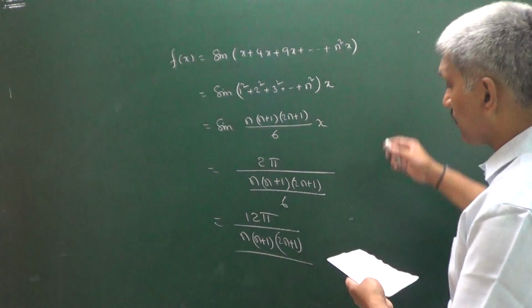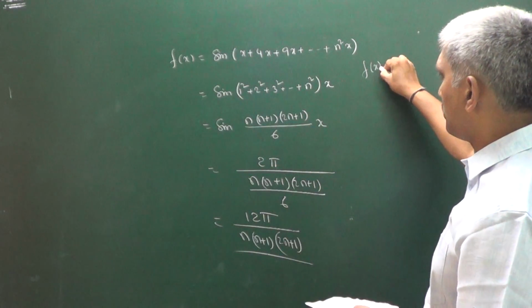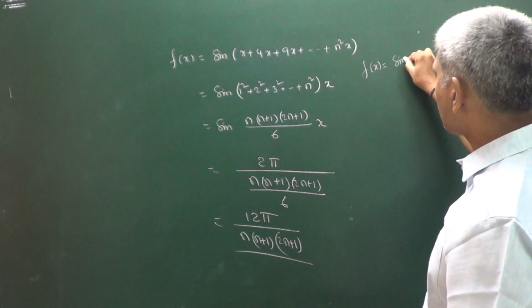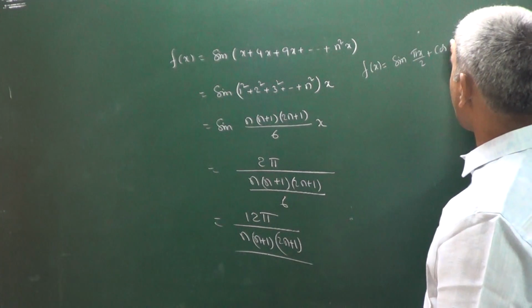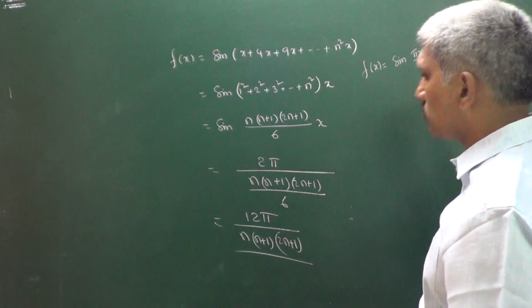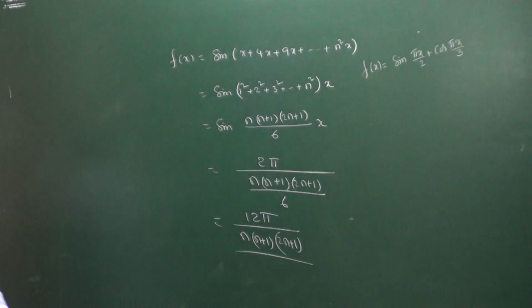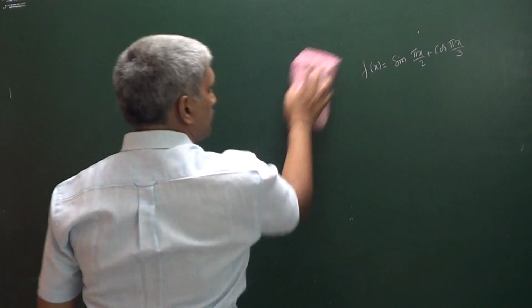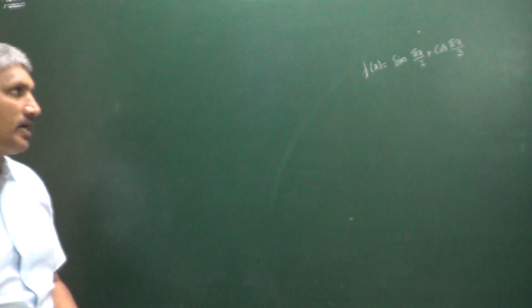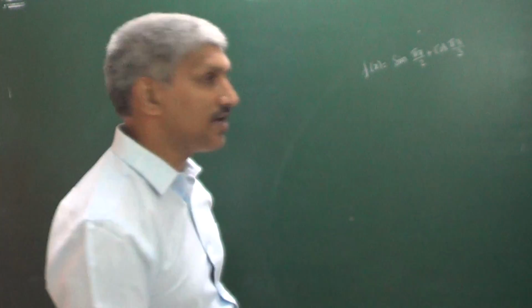Let's have a discussion of another question here, which you can do. f of x is equal to sin pi x by 2 plus cos pi x by 3. We have to find out the period of that particular function. Come on, try. Sin pi x by 2 plus cos pi x by 3, period required.